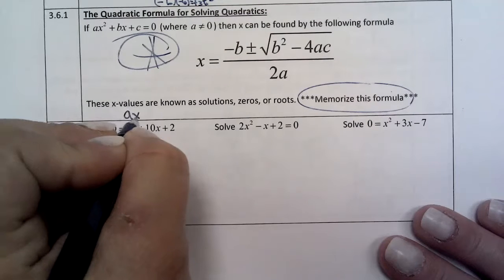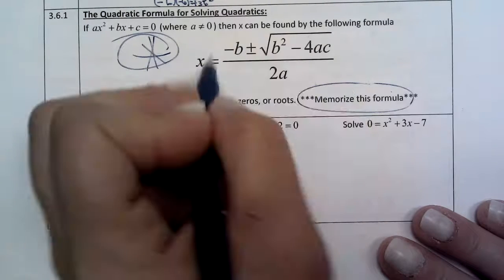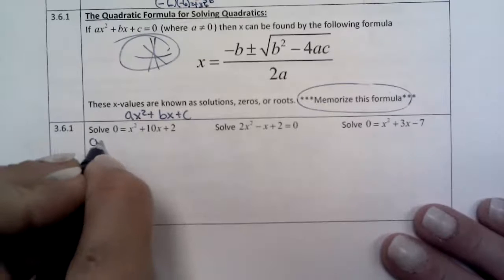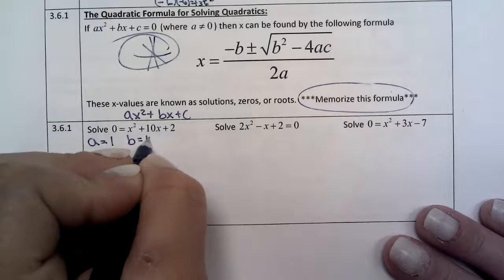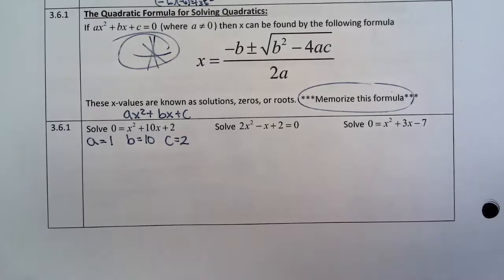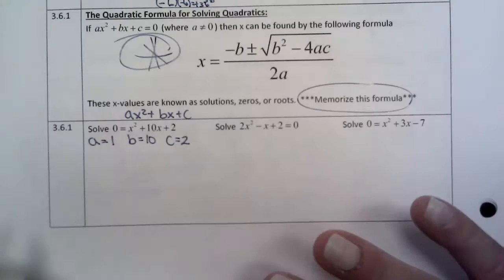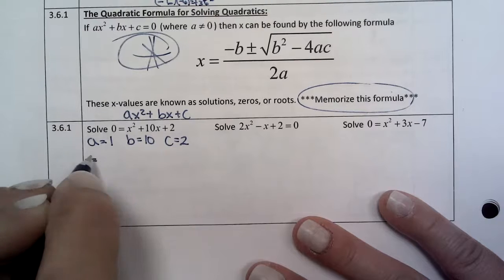So remember that this is ax squared plus bx plus c, and that's where we get these values here. So I'm going to go ahead and just write these out. My a is my coefficient, it's my 1. My b is my coefficient, and it's 10. And my c is 2. Okay, so I'm just writing them out so that I don't have to think about it as I'm entering them. So now I'm just going to plug it into this formula.